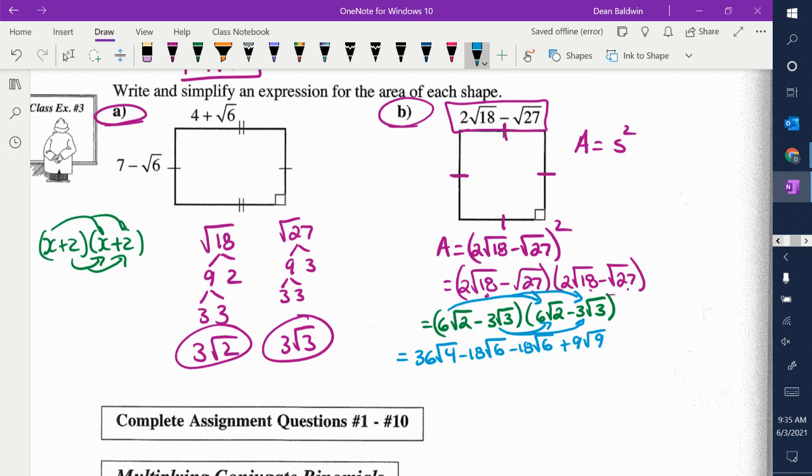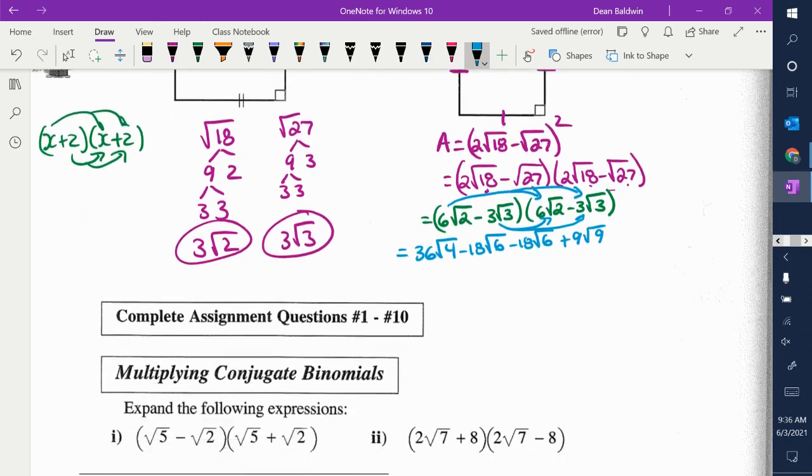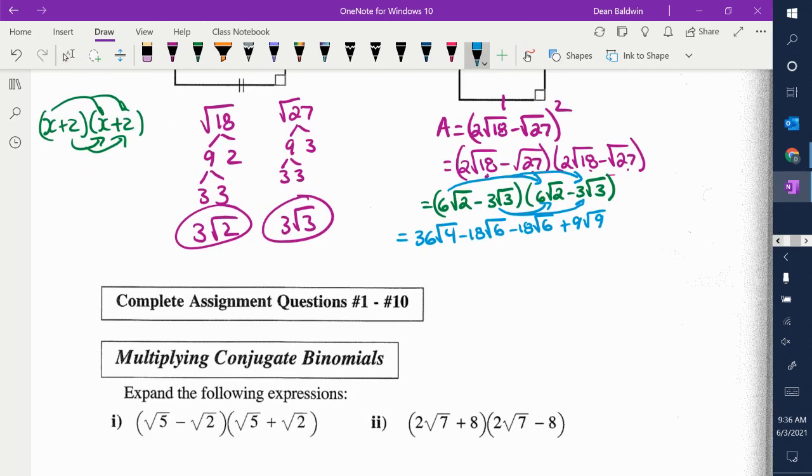Okay, now we just got to simplify it. What's the square root of 4? 2. What's 2 times 36? 72. Can I break down the 6 into anything that would make life simpler? No, it's 3 and 2, right? There's no pairs. So I'm just going to combine these two. Negative 18 root 6 minus 18 root 6 is?